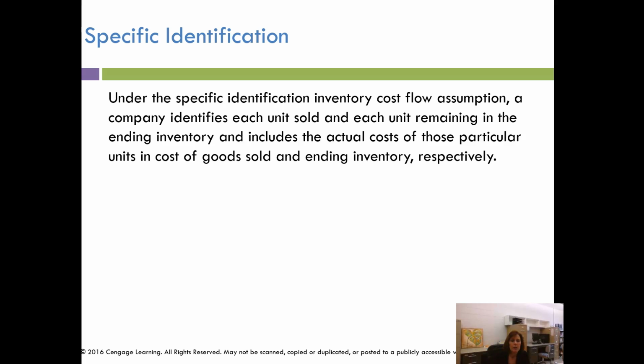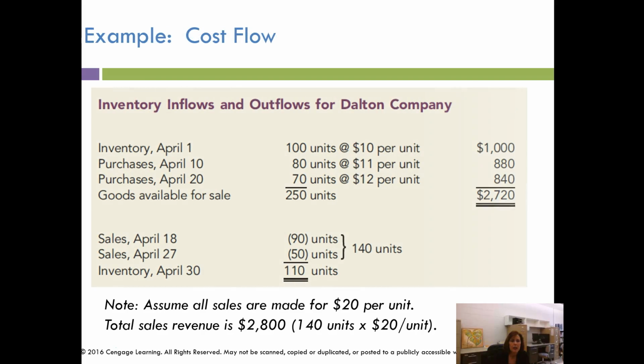So we've got our sales revenue that we can start our income statement with, but we need to then subtract from that the cost that we paid for these 140 items that we sold. Did we sell them out of the $10 batch, the $11 batch, the $12 batch, some out of each, and if so, how many? Because how we make that determination will determine what our cost of goods sold was that we're going to subtract from our sales revenue.